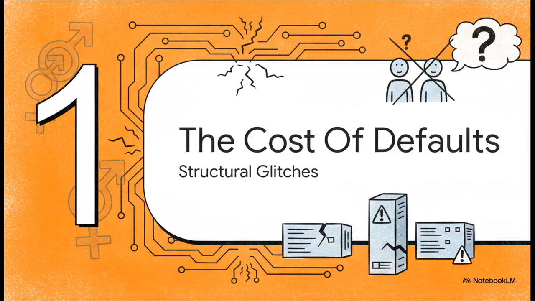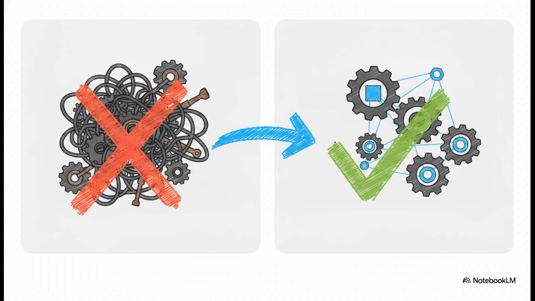All right, kicking things off with Section 1, the cost of defaults. So in any system, your defaults are just your automatic settings, right? Well, for centuries, our linguistic defaults have been heavily gendered, and that creates literal structural glitches in a modern corporate environment. Think about those legacy defaults we're all used to: policeman, craftsman, businessman.